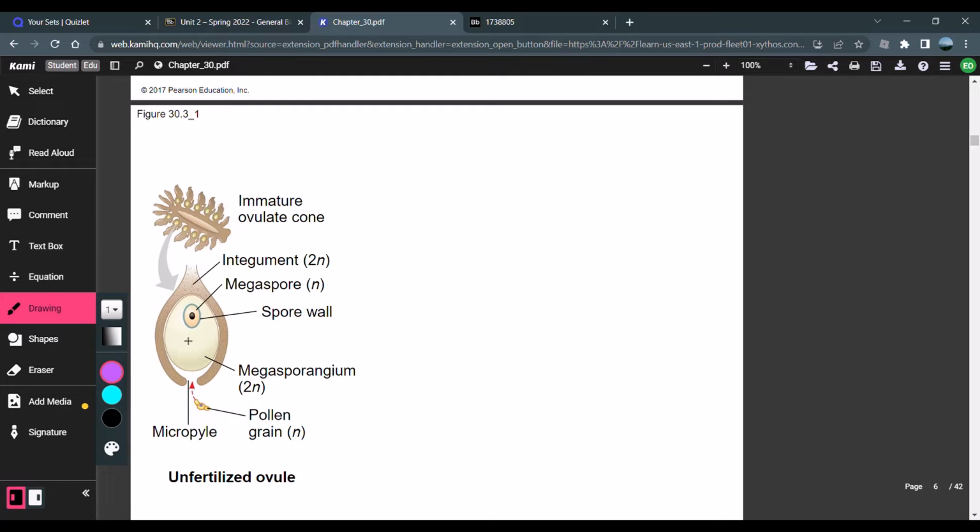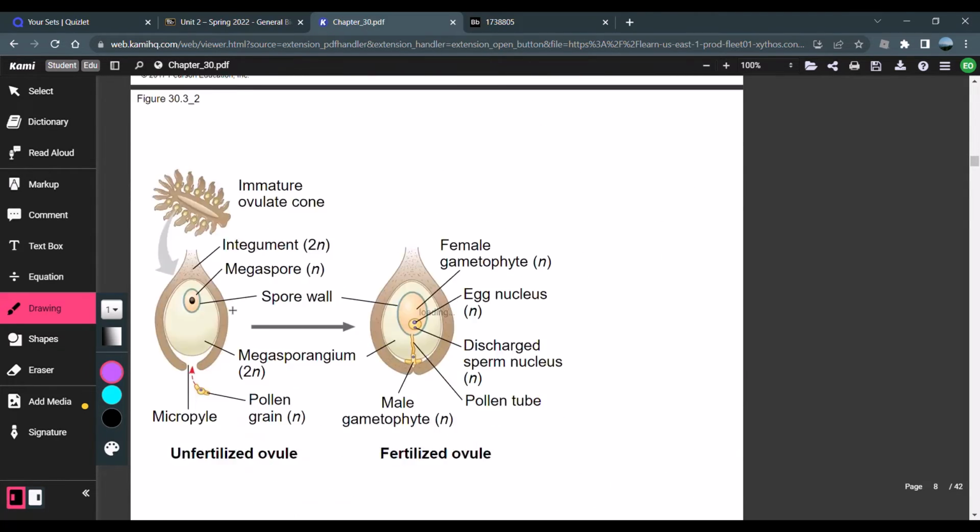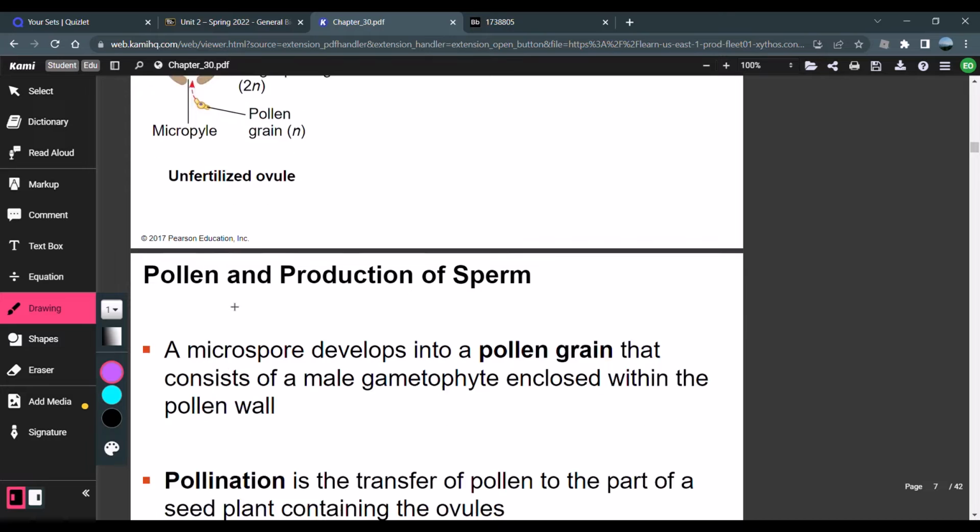The spore wall is around the megaspore, which protects the megaspore. The megasporangium is this whole egg, and the pollen grain is what fertilizes the egg. And we'll be talking about that in angiosperms and also gymnosperms.